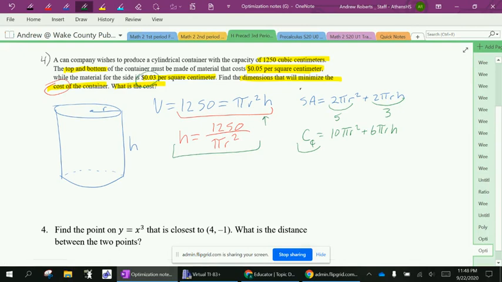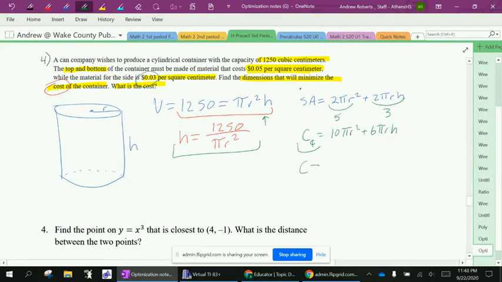If they give you a volume, you're going to end up solving volume for a variable. If they give you an area, you're going to end up solving area for a variable. So whichever number they give you, you're going to use that to solve for h, or to solve for r, or to solve for length or something, okay?